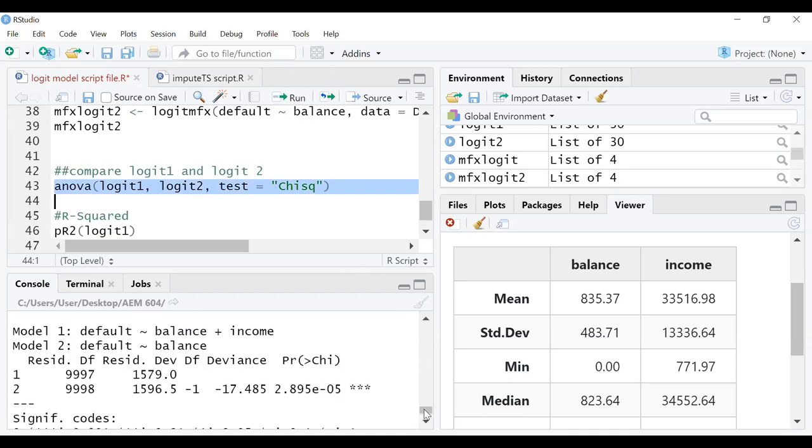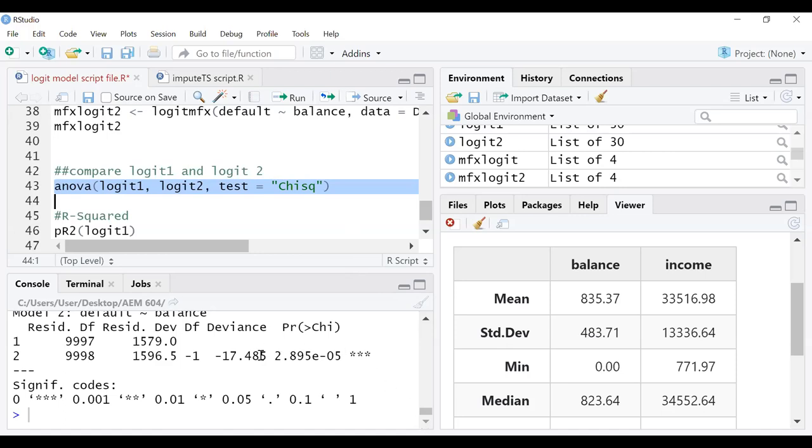Now, let's look at it. Our interest is just this last one, that is the probability of chi-square. You can see that, just check the star. The moment you have a star here, it means there is a significant difference between logit 1 and logit 2. Question? Can you please come again? What does the star mean? This star means the p-value for chi-square is significant at 1%. Just believe it is significant.